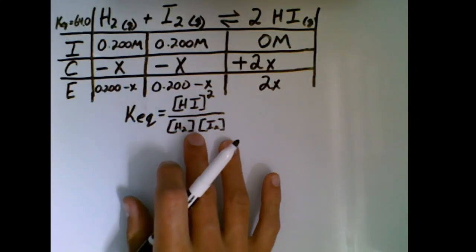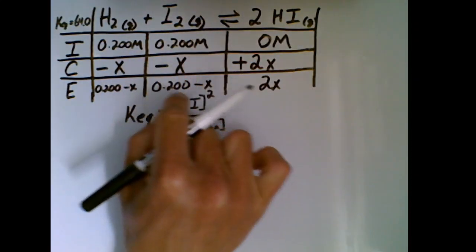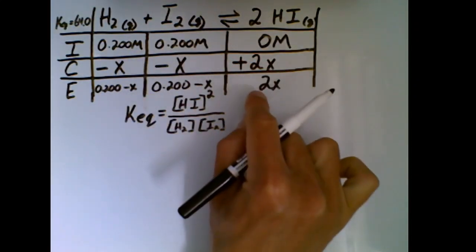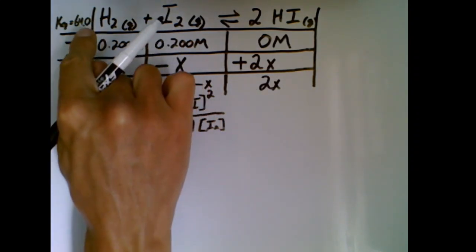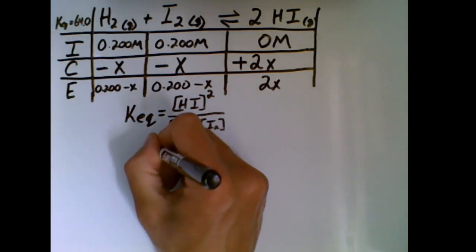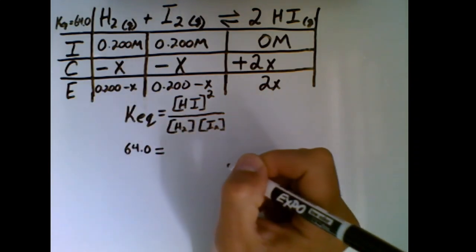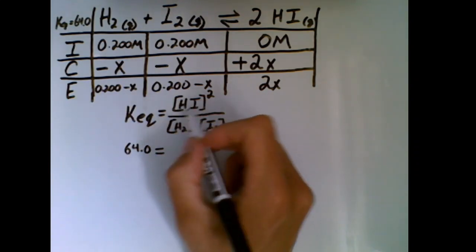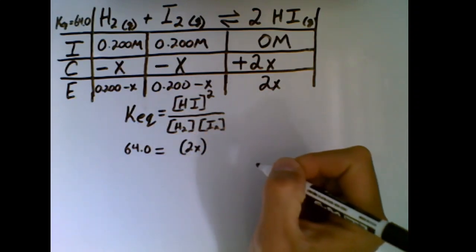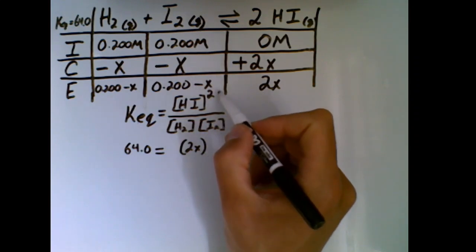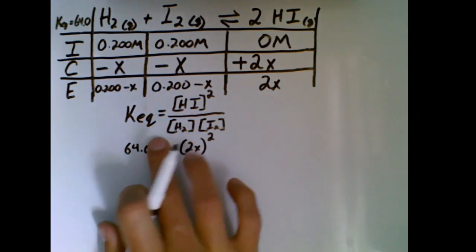So now that we know our Keq and we know all this information, we can actually plug in those equilibrium values into our equation. The other thing we can plug in is the actual value of Keq. So Keq has a value of 64.0, so we can plug that number in. And HI has a concentration of 2x once it reaches equilibrium. The equation tells us we need to square that value, so it's going to be 2x squared.